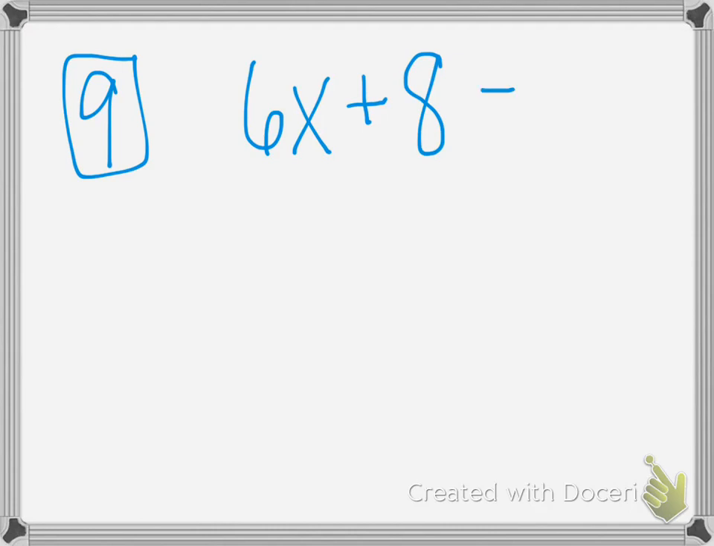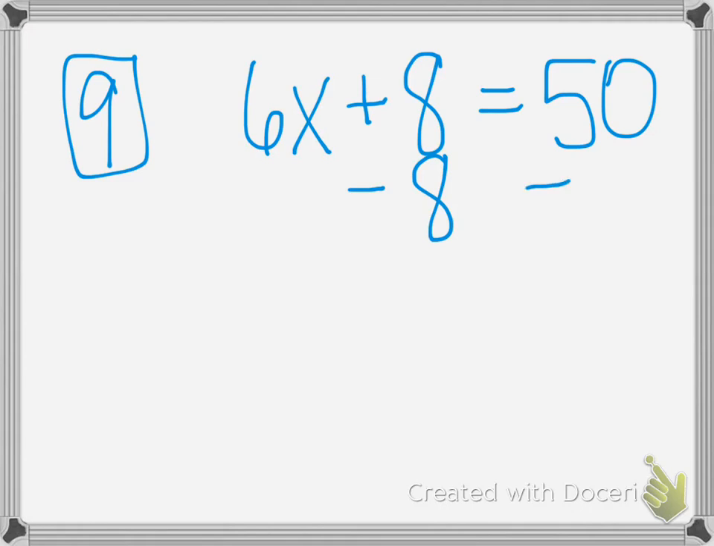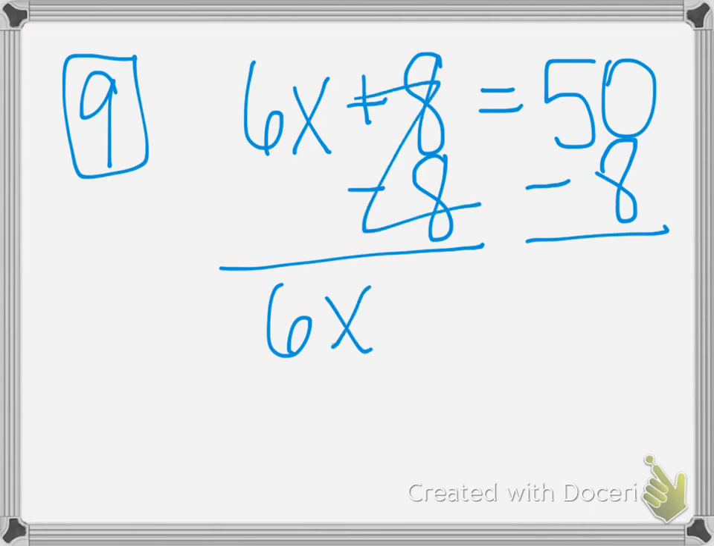Number 9 says 6x plus 8 equals 50. All right, the first thing I want to do is undo addition or subtraction. So I see a plus 8. To undo that, I'm going to do minus 8. So I get 6x, this zeroes out, equals 42.